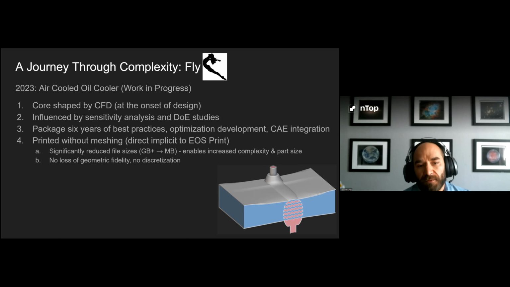No loss of geometric fidelity. We're not discretizing, so we're not going to lose geometric features. And on the question of surface finish, we've actually seen improved surface finish, again, because we're not faceting the geometry.